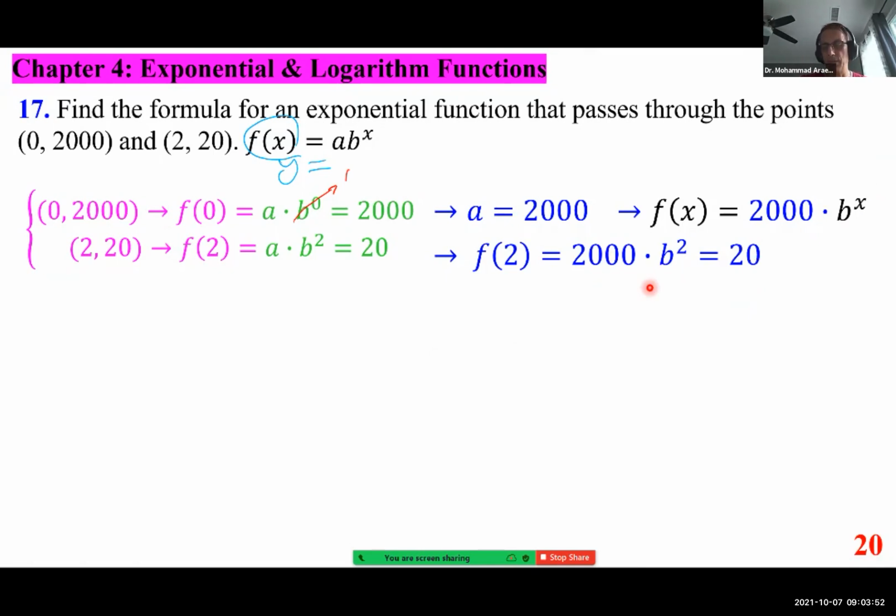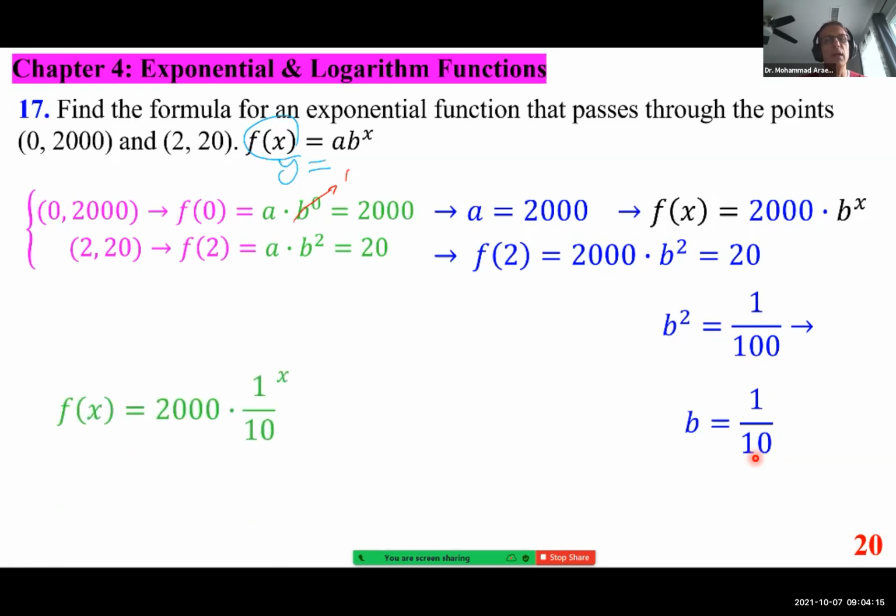Divide by 2000 and b squared becomes 1 over 100. b is plus minus 1 over 10. The base must be positive, so we accept only the positive 1 over 10. But bear in mind, this gives you two answers, plus minus 1 over 10. We accept the positive one, and we write y or f of x equals 2000 times 1 over 10 to the power of x as the final answer.